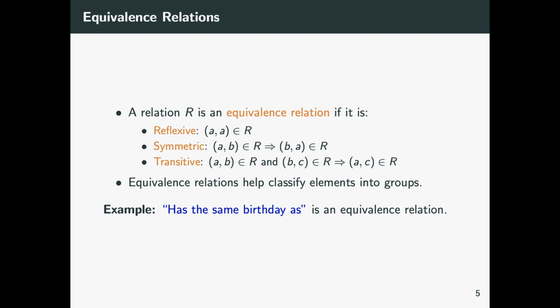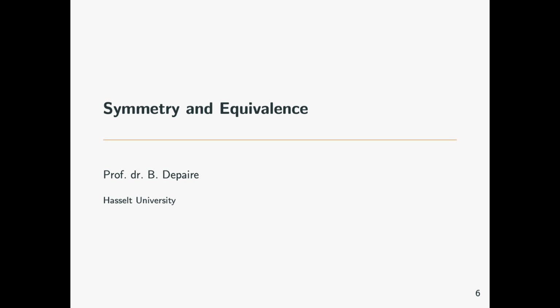Since this relation satisfies all three properties, it is an equivalence relation, and we can use it to group elements. In this case, we can use the "has the same birthday" relation to group or segment people based on their birthday. That's it for symmetry and equivalence.